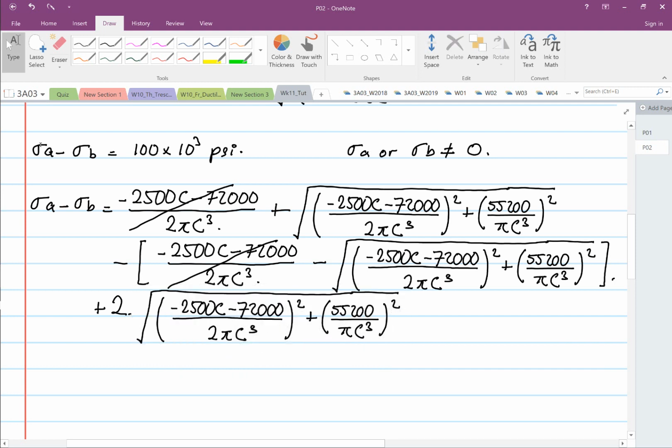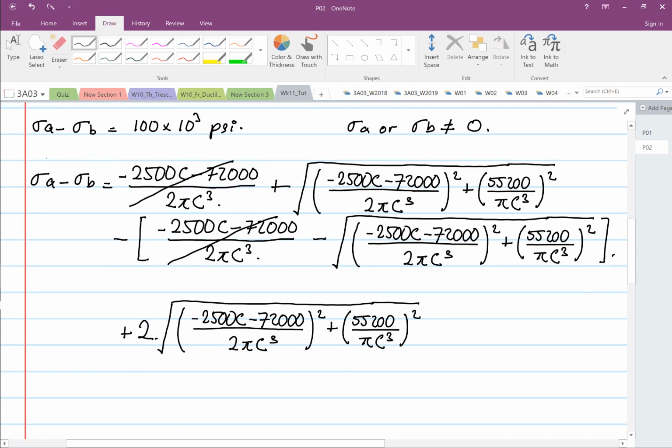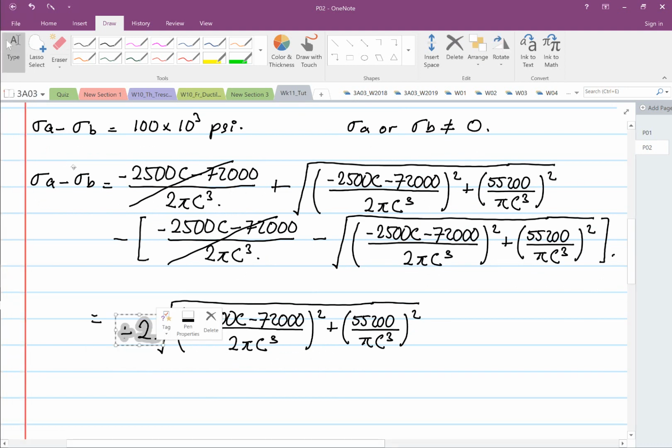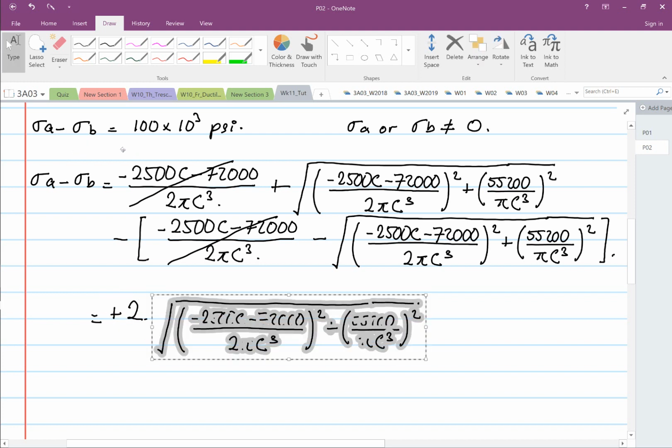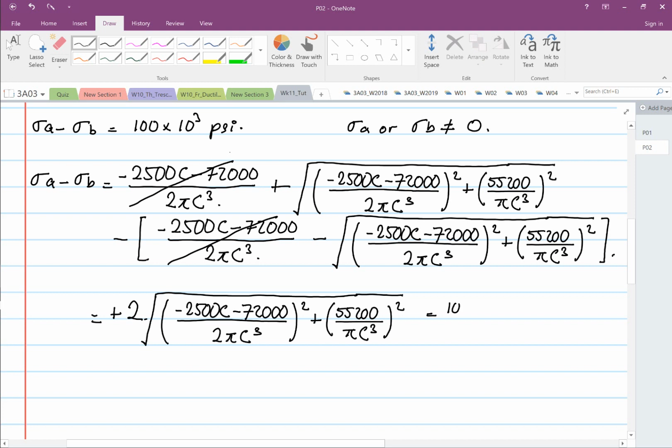In fact, this is a new line. I do apologize for this. So this will be equal to twice, and this whole term will be equal to 100 times 10 to the power 3.